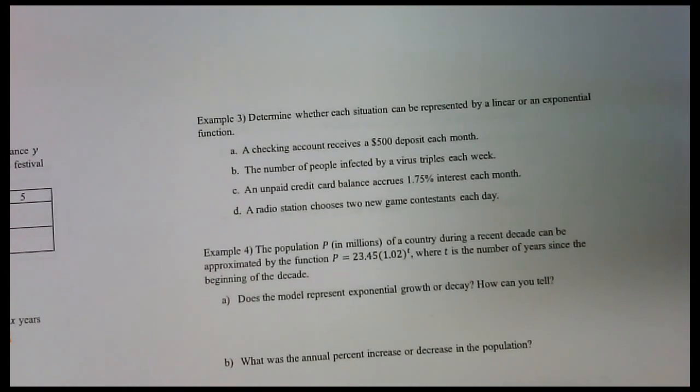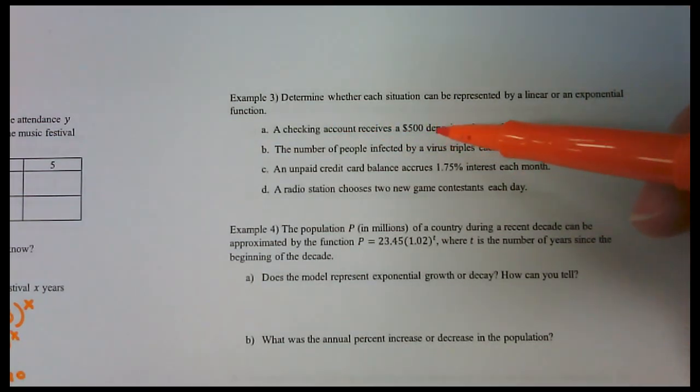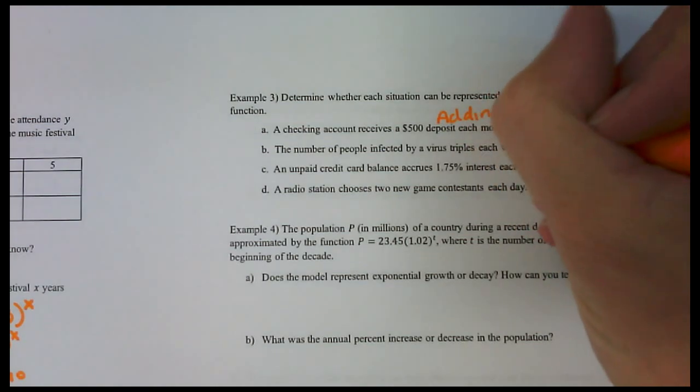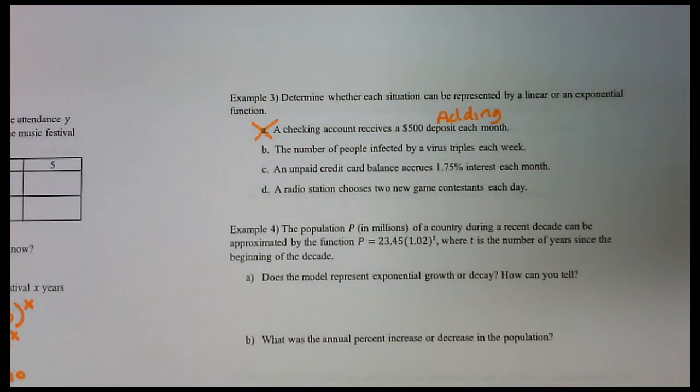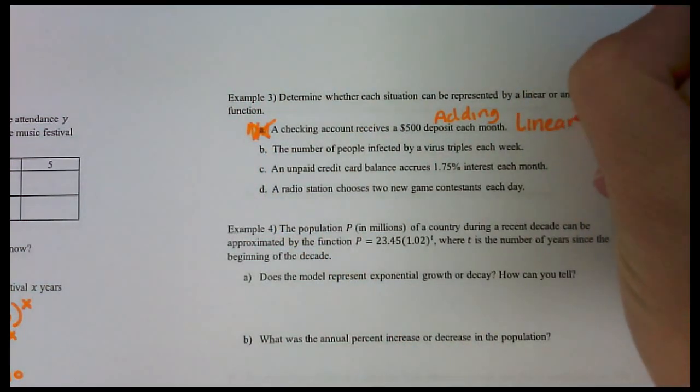Okay, for example 3, it's asking if it can be represented by an exponential function. So something is going to be an exponential function if we are multiplying it or dividing it every week or every month or every day or whatever the unit of time is. So this says a checking account receives 500 deposit each month. This is adding. So this is not exponential. Okay, oops, it says exponential or linear, sorry. So this is going to be linear.